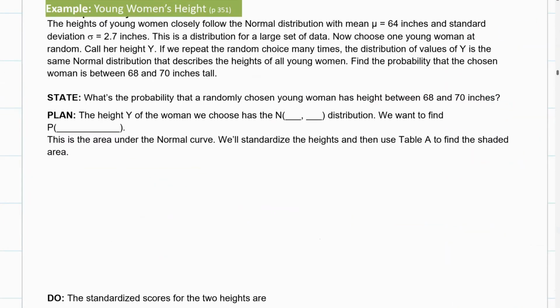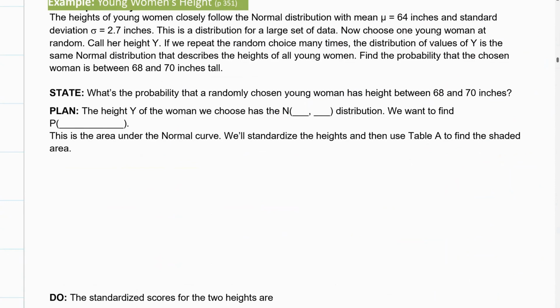What's the most common density curve? And the answer is that it is the normal distribution. So let's say we have a situation where we have a normal distribution for the heights of young women, and the mean is 64 and the standard deviation is 2.7. Now you choose one young woman at random, call her height y. If you repeat the random choices many times, you get the same normal distribution. Find the probability that the chosen woman is between 68 and 70 inches tall.